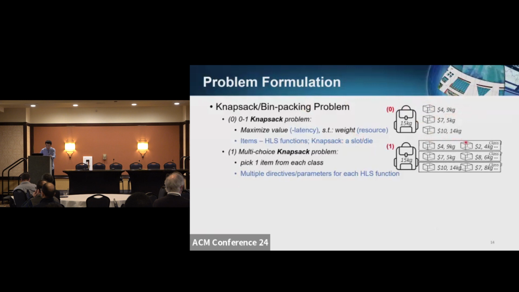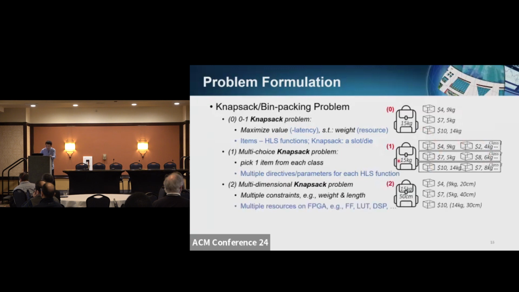This leads us to the multi-choice knapsack, where you have multiple classes of items, and we'll try to pick one item from each class to pack it. And we're getting close, but not enough. Since we have multiple types of resources on an FPGA, like flip-flop, LUT, DSP, and BRAM, URAM, all kinds of on-chip resources, it's just like a multi-dimensional knapsack problem. Like in this case, I'm showing you an example of 2-dimensional. You have a weight and height to try to fit into this backpack.